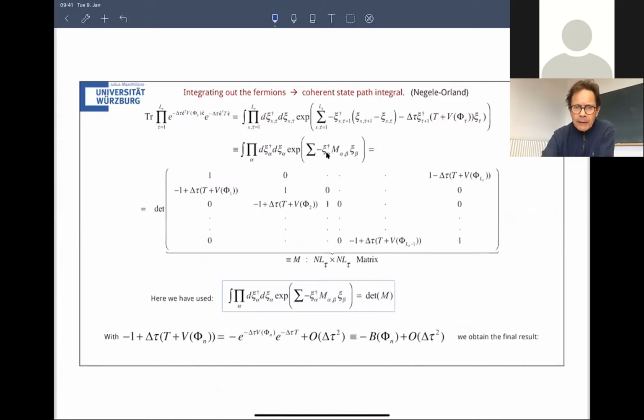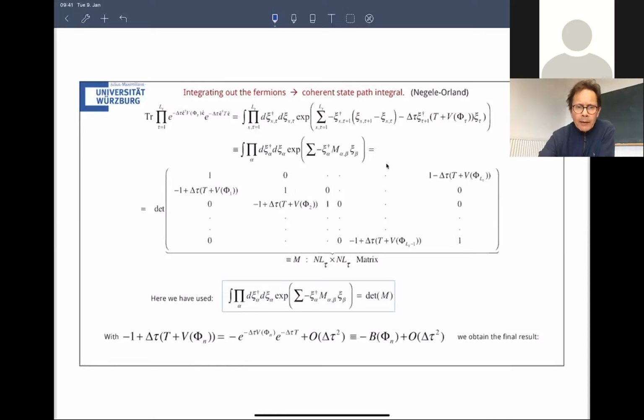Alpha is now a space-time index, and we have a big matrix with a space-time index, psi beta, and we can read it off here, right? So for example, I have a minus here. The 1 essentially comes from this term, psi dagger psi, which is equal in space and in time. So this gives me my 1, which goes over the whole diagonal.